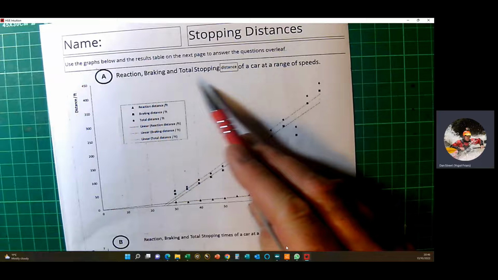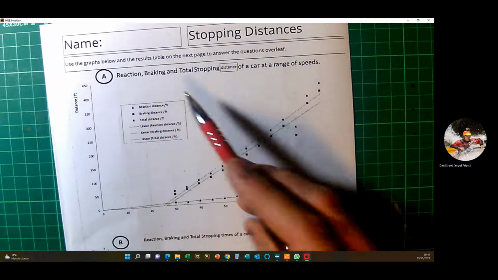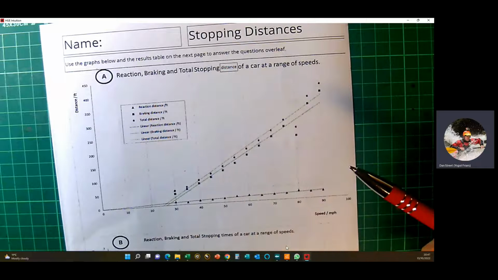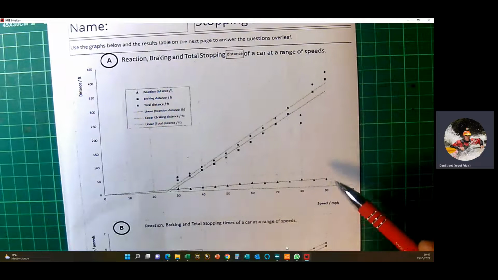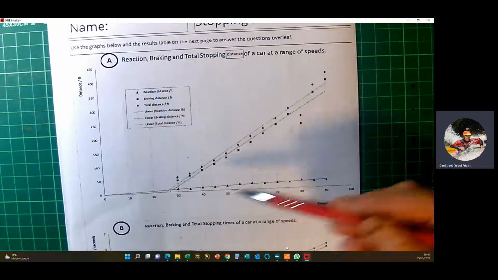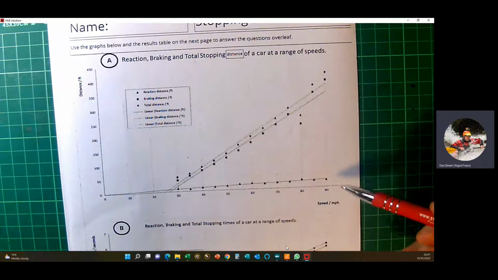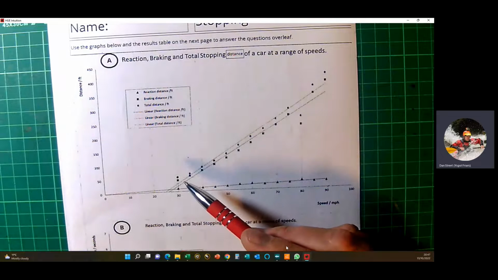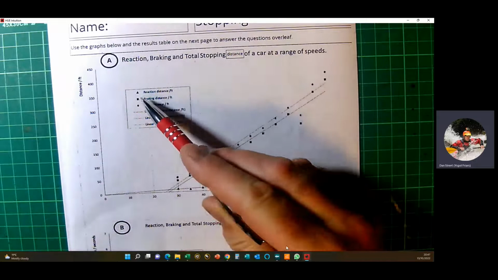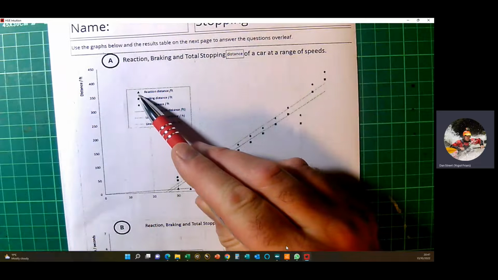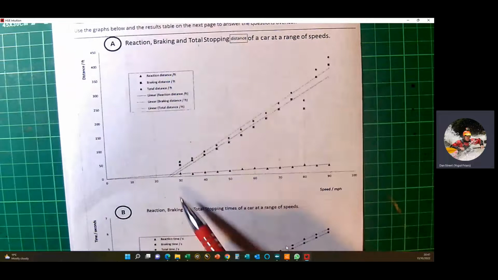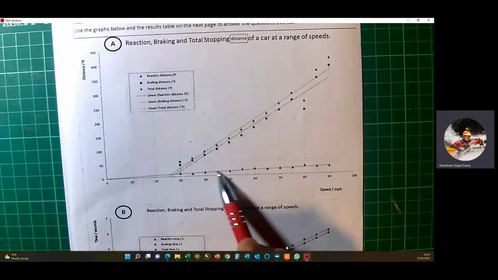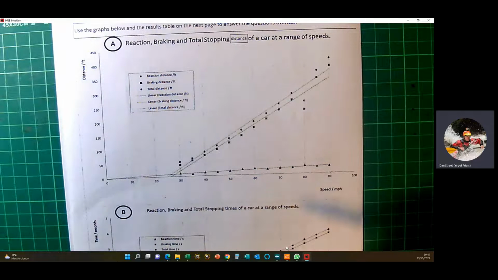first of all, a graph of the reaction, the braking, and the total stopping distance of a car at a range of speeds. So this is the distance over which it takes to stop at speeds starting at 30, going up through to 90 miles an hour. Because this is a black and white graph, perhaps the colour has been lost, but we can see here that the reaction distance is the little triangles. Going along the bottom, the reaction distance increases ever so slightly as we go along the graph.